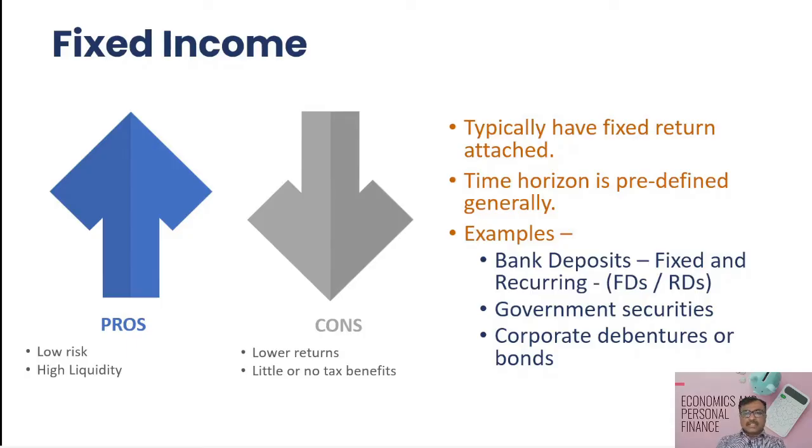The fixed income asset class includes bank deposits, government securities, government bonds, and corporate bonds. These investments have a set time period and a predefined rate of return. Because the returns and duration are fixed, they are considered the safest type of investment. However, the downside is that fixed income investments often have lower returns. Sometimes the returns may not even be enough to keep up with inflation, which means the value of your money does not grow as much as you would like it to grow.